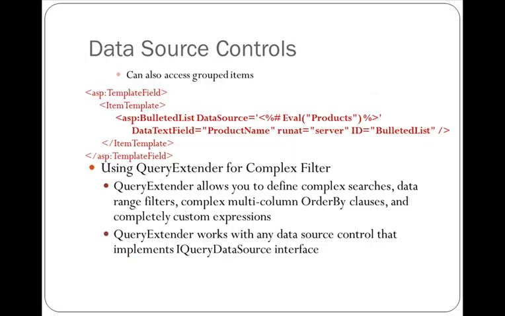You can also access grouped items. So let's say you wanted to include a bullet list for each product in the individual group. You would simply add another template field, insert a bullet list control and bind it to the products field returned by the query, as shown here. So this would allow you then to access those grouped items.